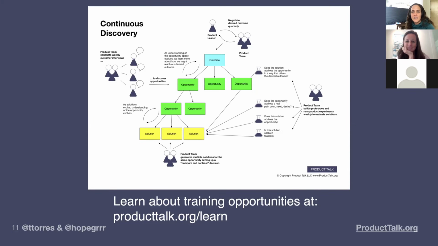All right, Melissa, what do you have for us? Sure. So we had a couple of questions regarding what tools you might recommend using to map the opportunity solution tree.